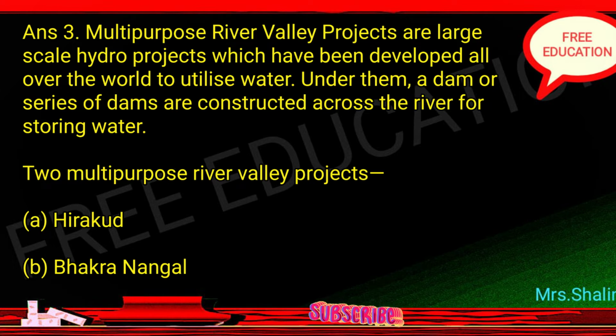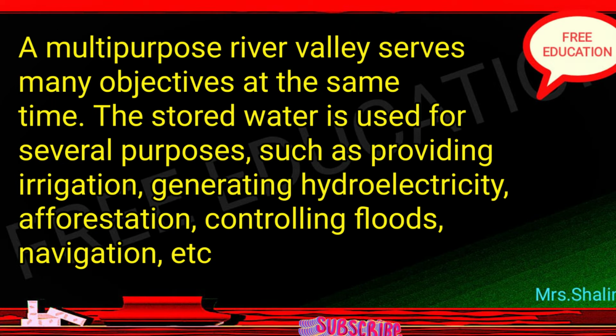2 multipurpose river valley projects are A. Hirakud. B. Bhakra Nangal. Multipurpose river valley projects serve many objectives at the same time. The stored water is used for several purposes, such as providing irrigation, generating hydroelectricity, afforestation, controlling floods, navigation, etc.